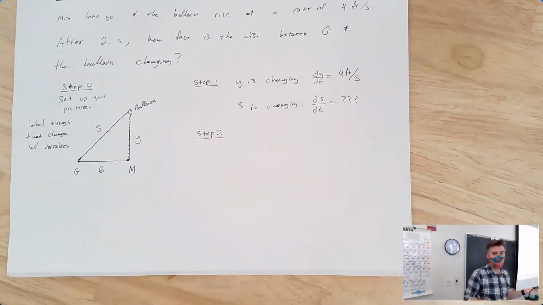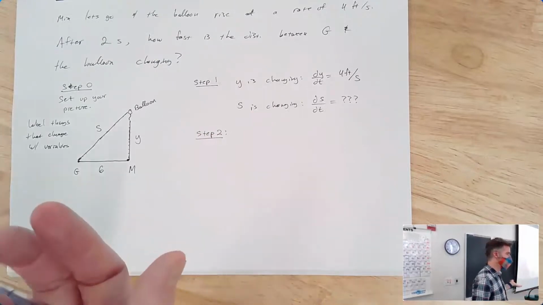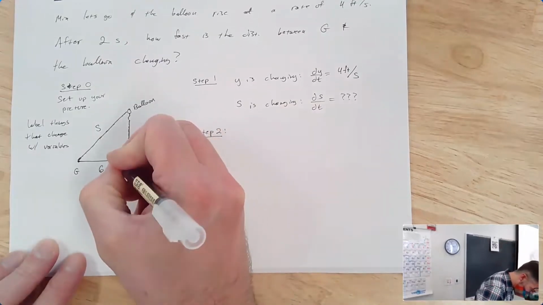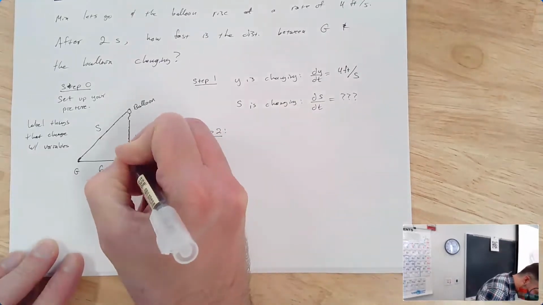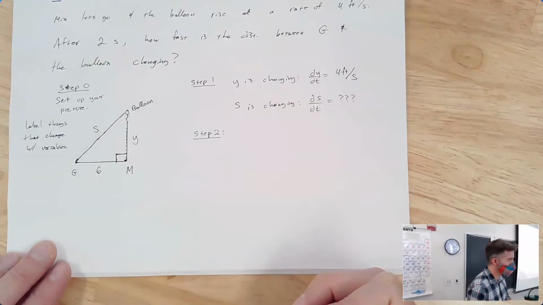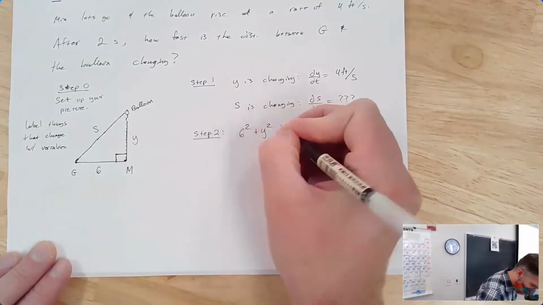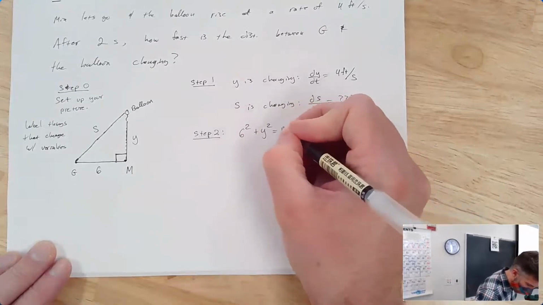What I really say is when you want to write an equation, you want to write an equation relating the non-time variables. So we want to write an equation that has s and y and preferably no other variables. Let me make it obvious here. What famous theorem springs to mind? Yeah, that one, the one that starts with a P. Pythagorean: 6 squared plus y squared equals s squared.